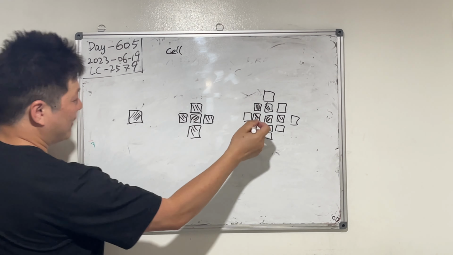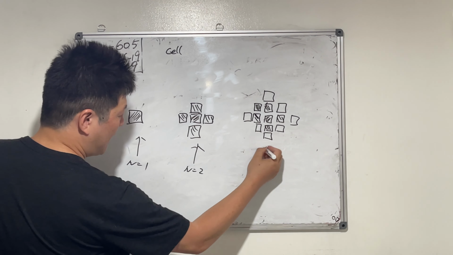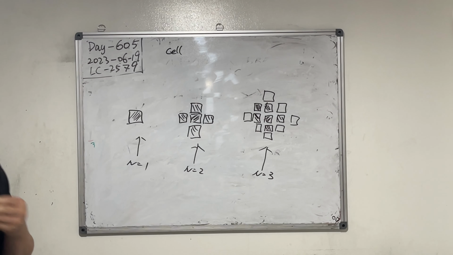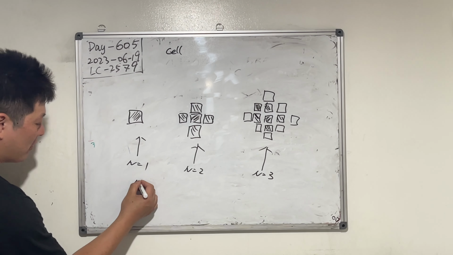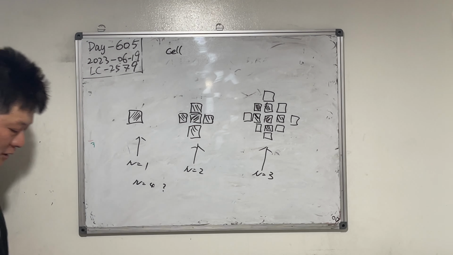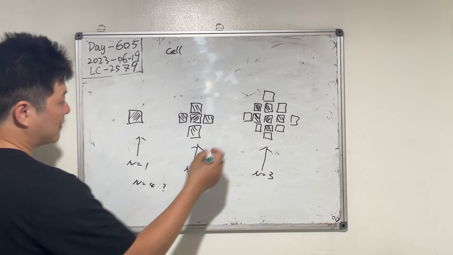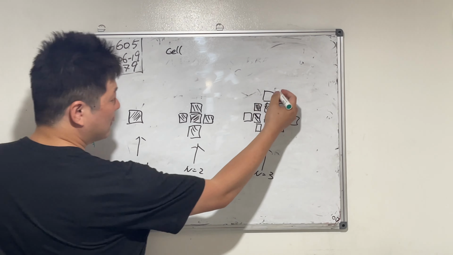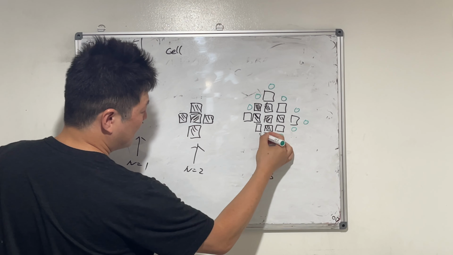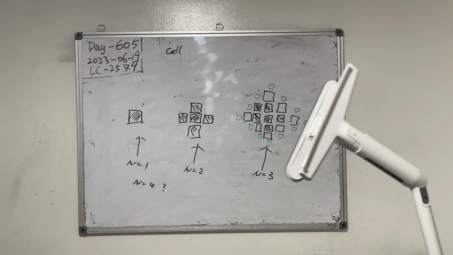To simplify, this is n equals 1. This is n equals 2. N equals 3. When n equals 4, how many? 25? I think, yeah, 25. So here, here, right? This is the new cells in the next minute. Am I missing anything?